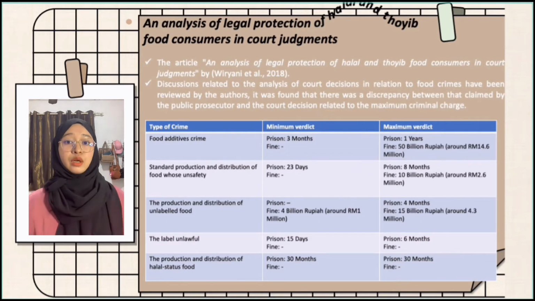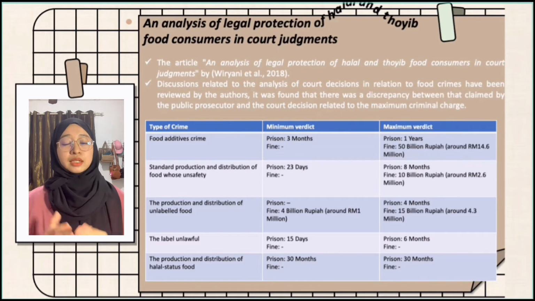10 billion rupiah. The production and distribution of unlabeled food will be punishable by 4 months in prison and a fine of 50 billion rupiah. The label unlawful will face up to 6 months in prison and no fines. The production and distribution of halal status food will be punishable by 30 months in prison and no fines.